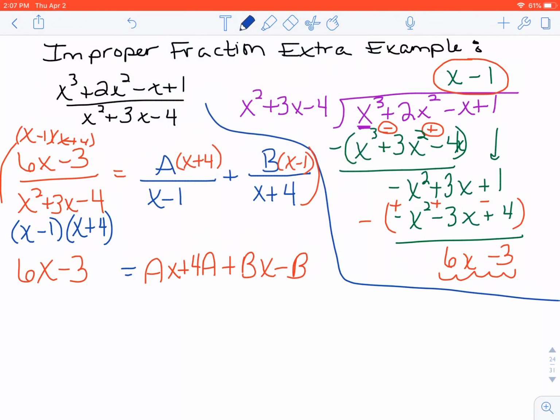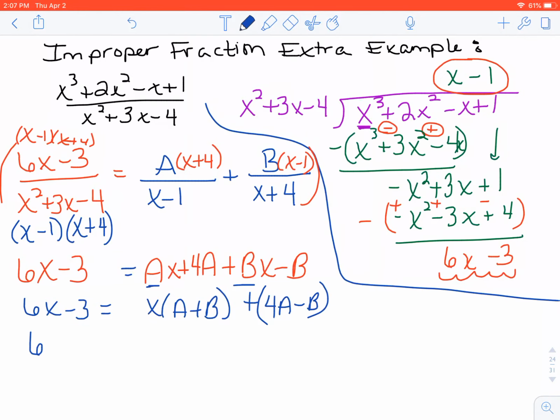So looking at the terms that have the x, we have a plus b. And then the other two terms, 4a minus b. Those are grouped together as well because they're just numbers. They don't have that x variable in common, but they are both just numerical values, constants. So we're taking the 6 and setting it equal to a plus b, and the negative 3, setting that equal to 4a minus b.